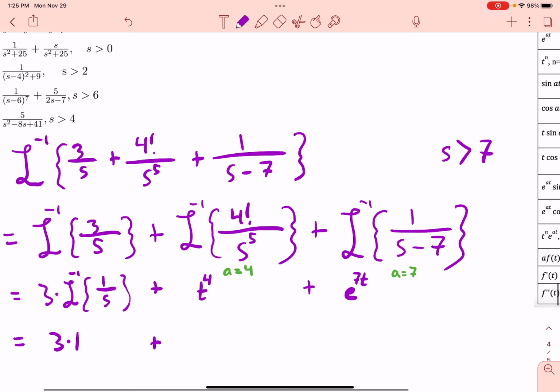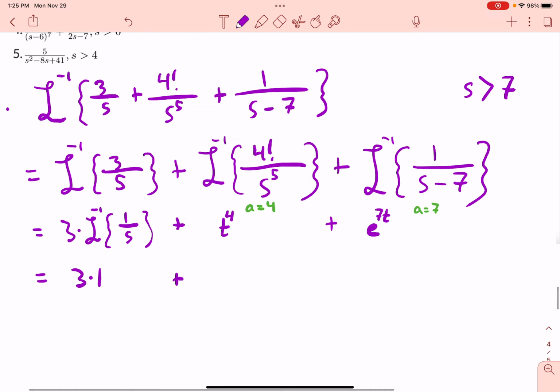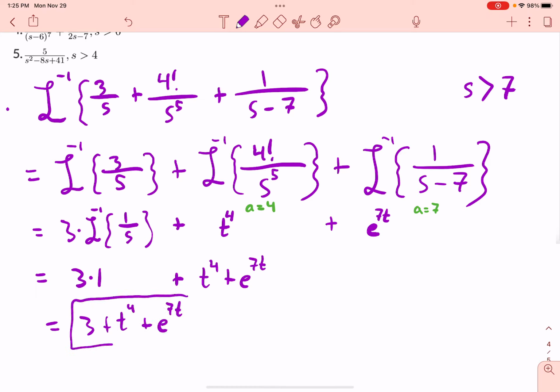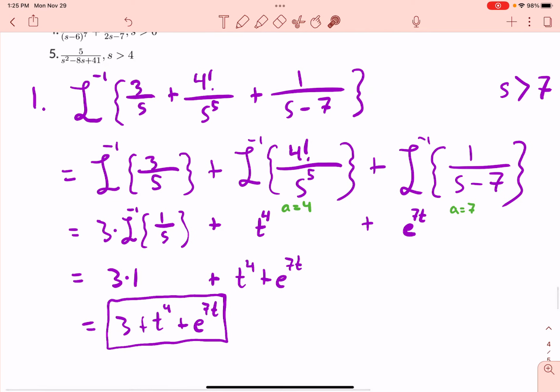Okay. We've now taken the inverse Laplace transform of each of the pieces. This is t to the fourth, and this is e to the 7t. Just simplifying, this is 3 plus t to the fourth plus e to the 7t. That is the function which this came from. And if we were to take the Laplace transform of this function, we would end up back again with this function that is in the middle here, and this same restriction here. Okay, that's the end of problem 1.